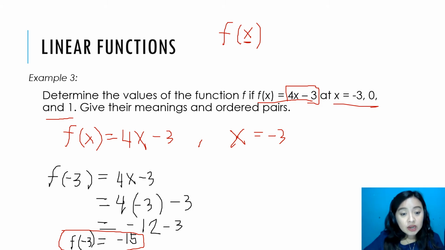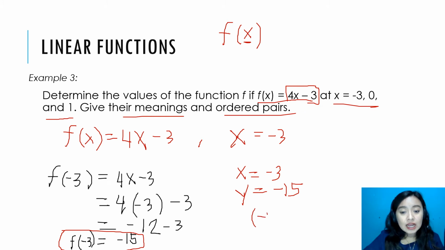Ang ordered pair na to ani, kay gipangitaan man sad ta og ordered pair, so we already gave the meaning. Unsa may ordered pair na to ani? Ordered pair niya is si x kay negative 3, si y kay negative 15. Kung ato na siyang isulat as an ordered pair, that is negative 3, negative 15.